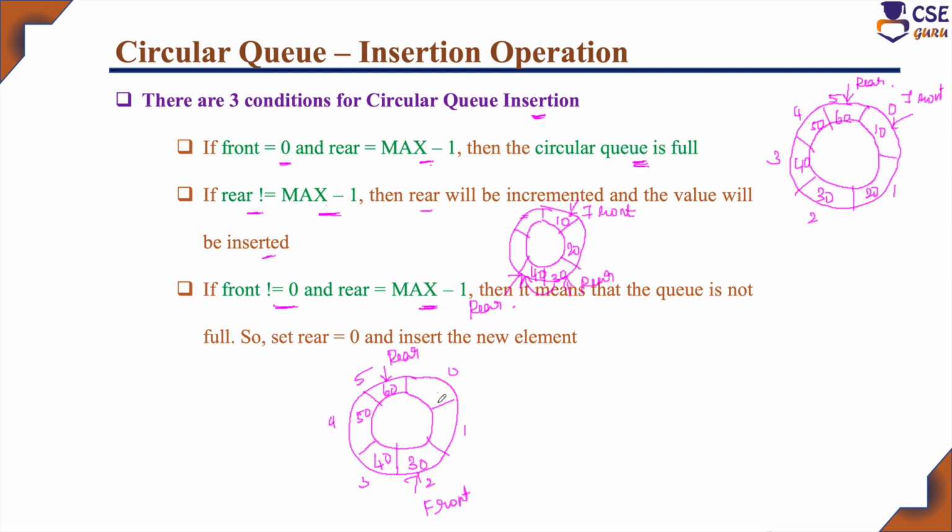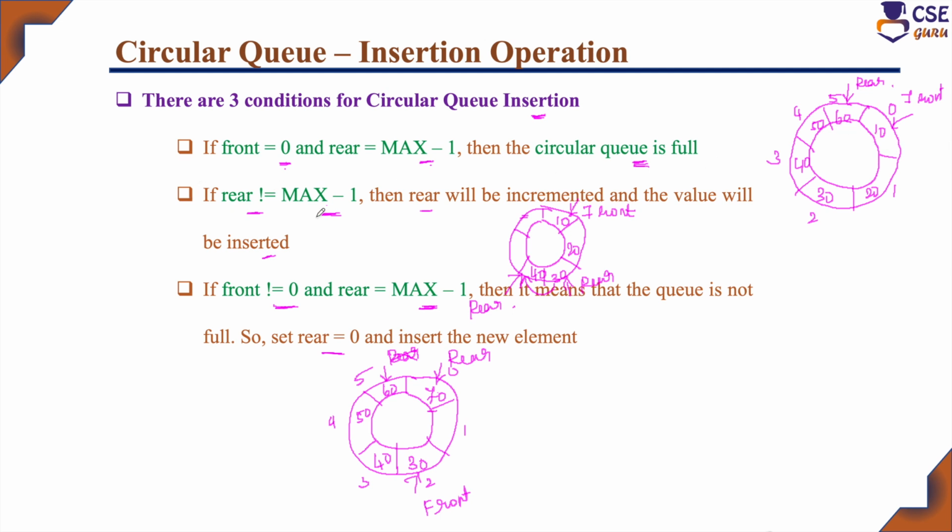In linear queue, this starting memory location you cannot utilize. To overcome this only, we are going for circular queue, right? So in this case, what we have to do? Set rear to 0. Set the rear pointer to 0 and then place the new element, if you want to insert. So these three are the conditions for circular queue insertion. If front is equal to 0 and rear is equal to max minus 1, circular queue is full, and you cannot perform the insertion operation.